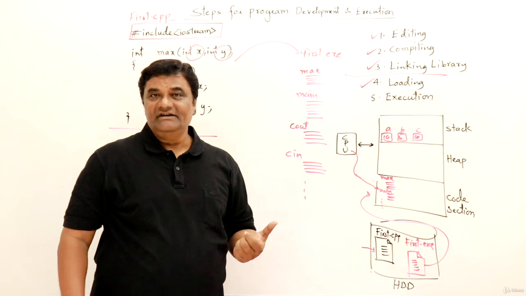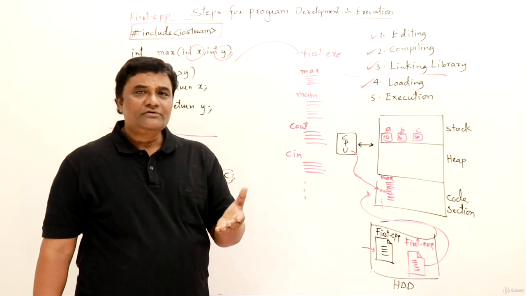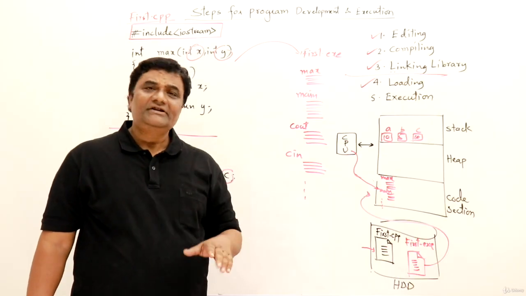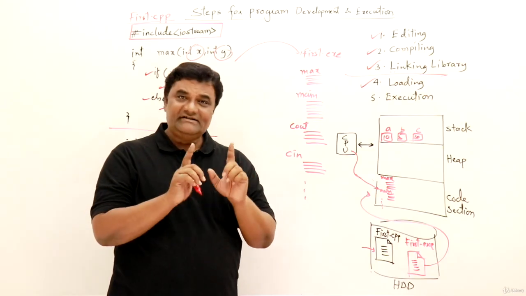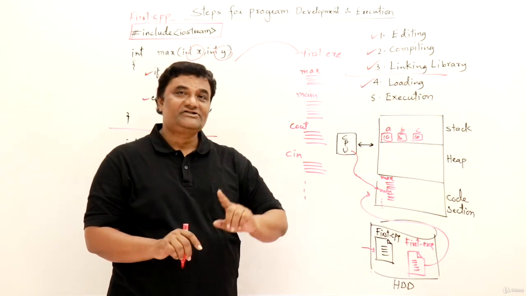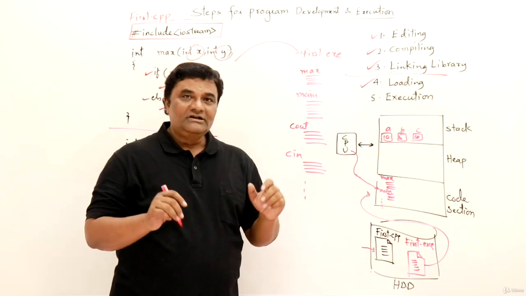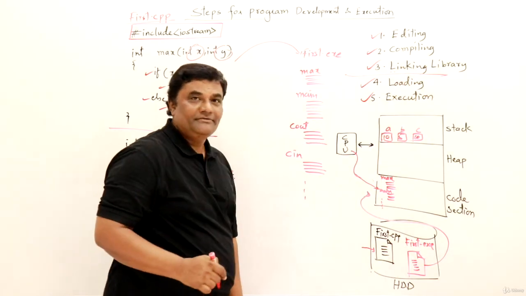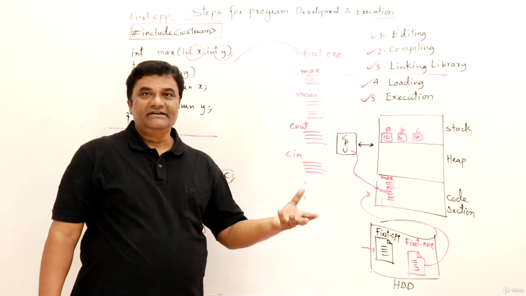Heap, what is the use of heap? It is used for dynamic memory allocation. We are going to learn more about stack, heap and all in later sections. We will learn about this in detail. This is sufficient here. Just the introduction that there is something called stack, there is something called code section and heap. That is sufficient. So that's all about the steps for development and execution of a program.